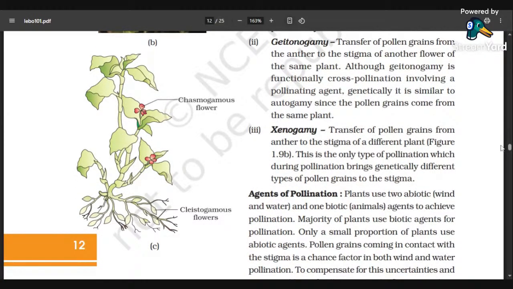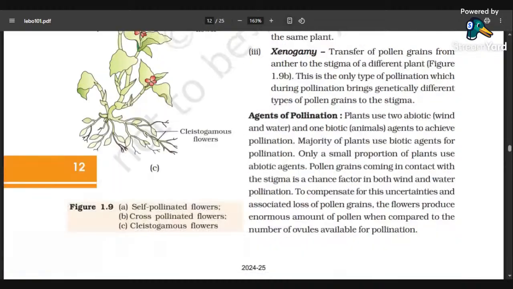Agents of pollination. Plants use two abiotic agents, wind and water, and one biotic agent, animals, to achieve pollination. The majority of plants use biotic agents for pollination. Only a small portion of plants use abiotic agents. Pollen grains coming in contact with the stigma is a chance factor in both."